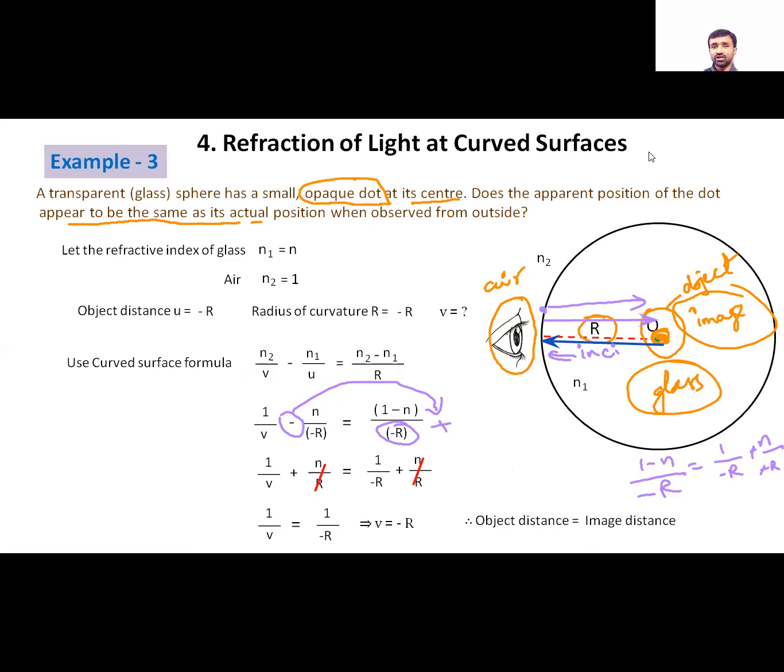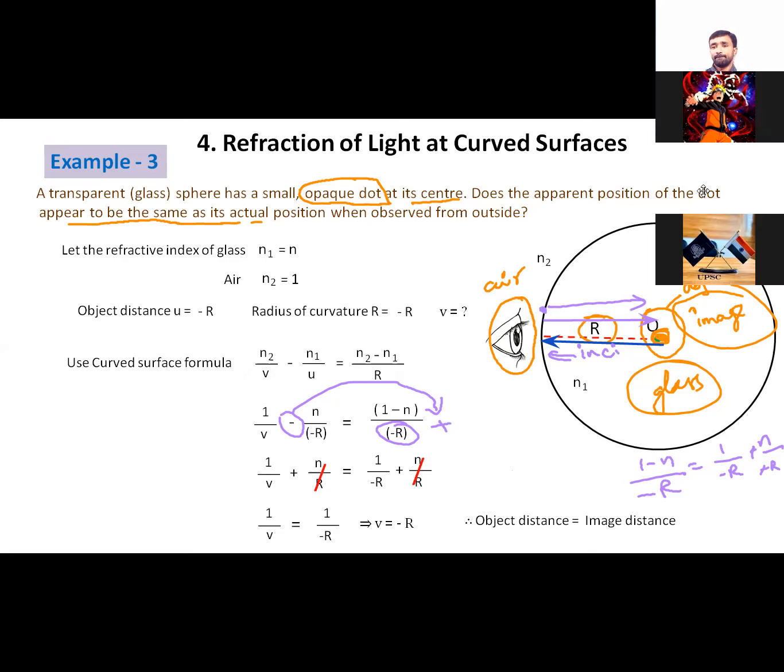Does the apparent position of the dot appear to be the same as its actual position or not? Answer me. According to the sign convention only, you can realize this, where I have to measure. Suppose here is your curved surface, and here is the pole. On the principal axis, you have the center on this side. If the object is on this side, the incident light ray is taken to the left, and you are measuring the radius of curvature towards the right side. So R is taken to be negative.